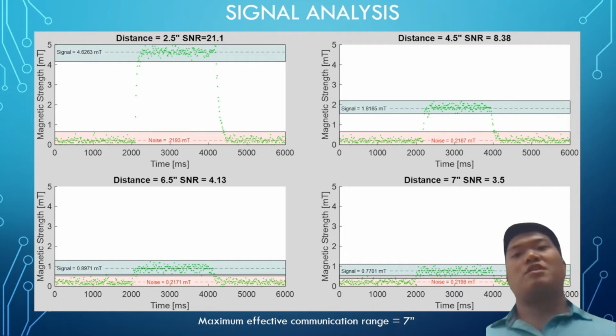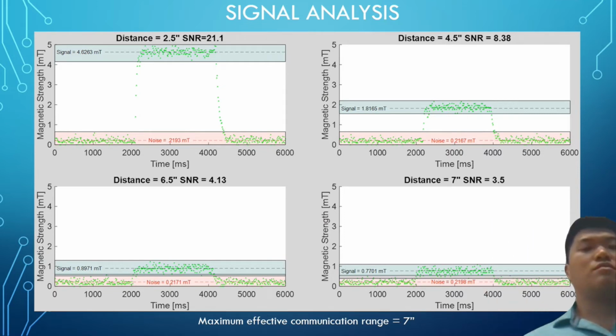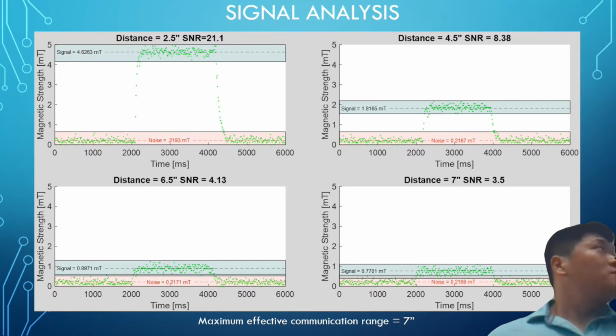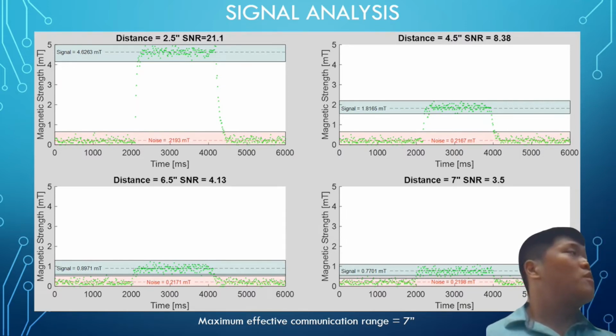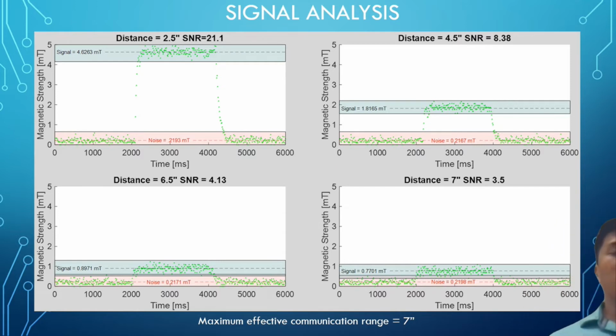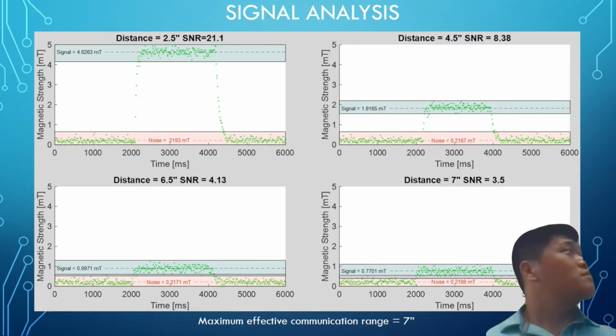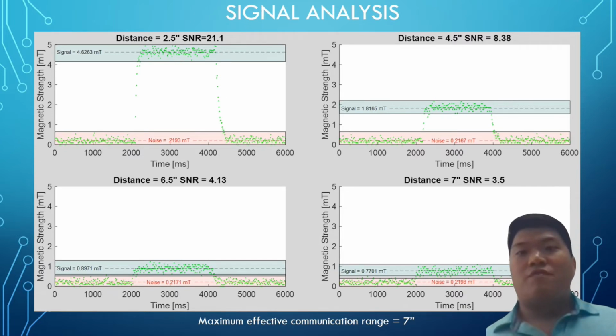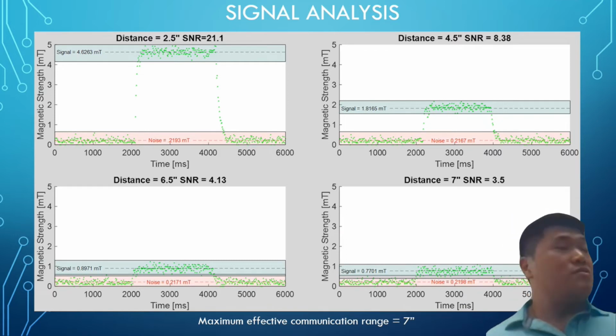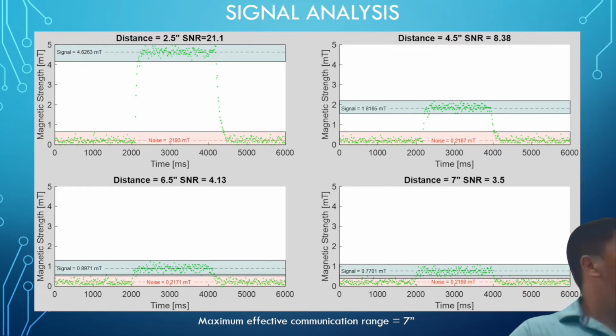So the second stage was conducting signal analysis, and I conducted numerous signal analyses to gather important parameters that I needed to achieve communication synchronization. The first analysis I did was trying to find out the signal-to-noise ratio values, and I conducted this analysis at 4 different distances: 2.5, 4.5, 6.5, and 7 inches.